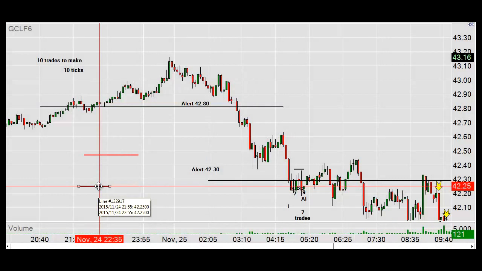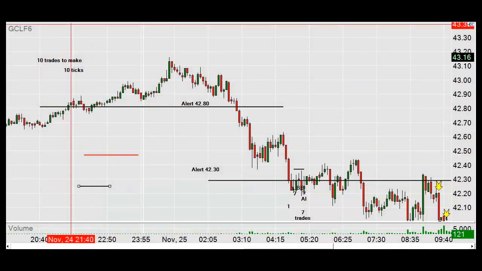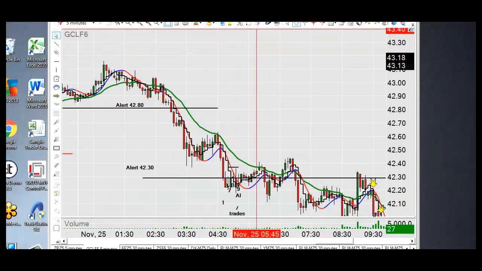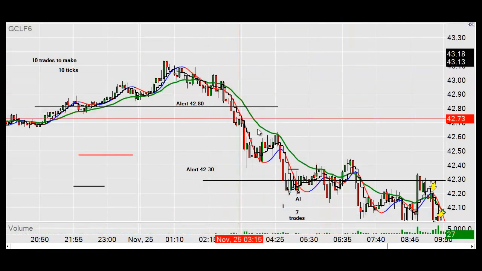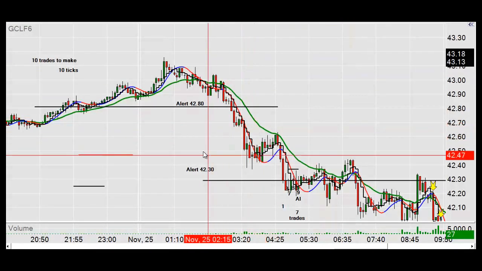Now, what I just showed you, can that work on a 5-minute chart? I'm trying to increase the size. This thing won't increase in size. Okay. All right.